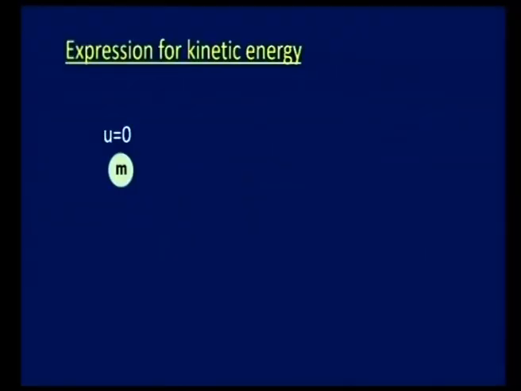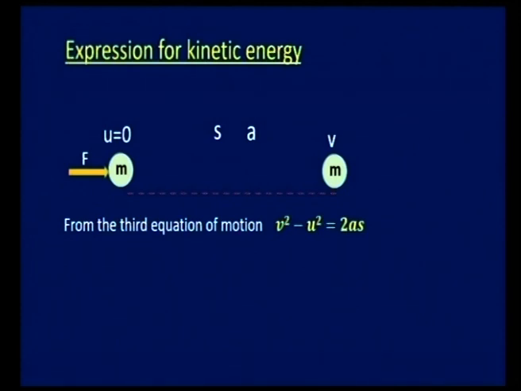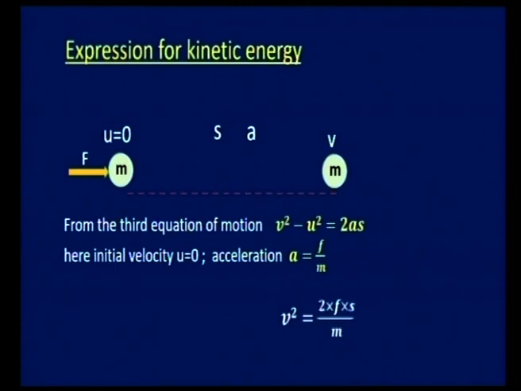Let us try to derive the expression for this, children. An object of mass m is placed here, having initial velocity 0. Whenever a force is exerted on this object, it moves, and let the final velocity be v, the distance s, with an acceleration a. You have learnt in the motion lesson that v square minus u square equals 2as. Here the initial velocity u is 0 and acceleration a equals F by m. This is taken from Newton's second law, F equals ma, so a equals F by m. Substitute the u value and a value in the third equation of motion, then you will get v square equal to 2 into F into s by m.